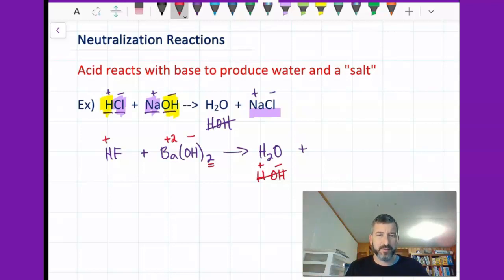So then what's the negative ion on the left side of the equation other than the hydroxide? You should have said it's the F, the fluoride. And then what's the charge on the fluoride?